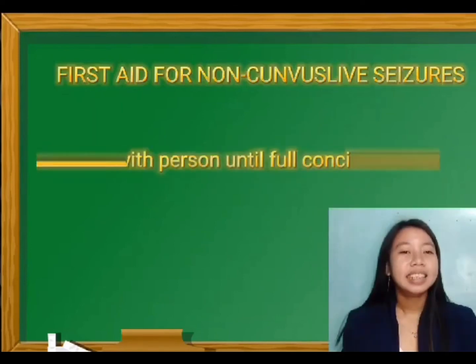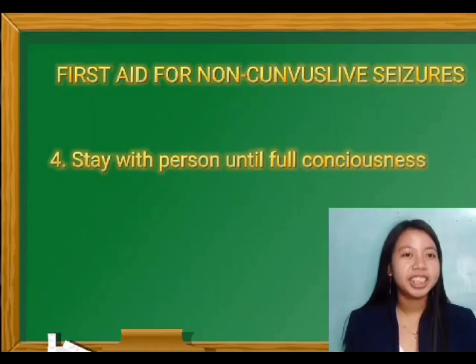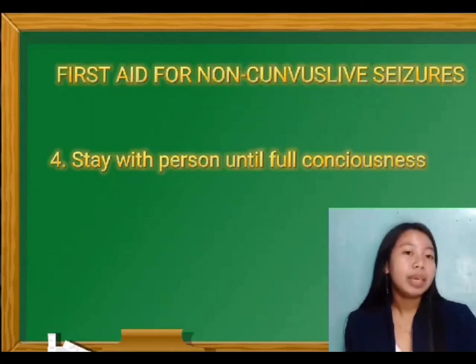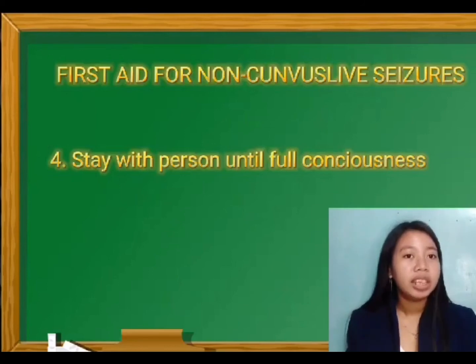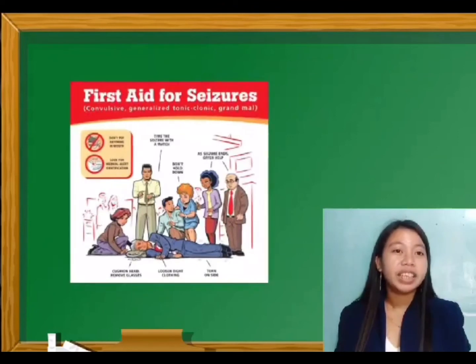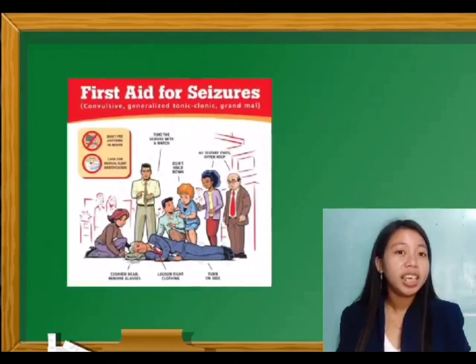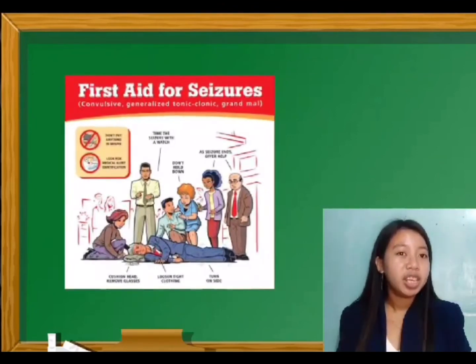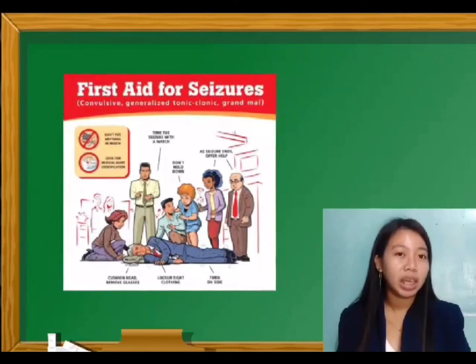Fourth, stay with the person until full consciousness. Since you already helped that person, it means you have the responsibility. So, you need to stay and wait until she recovers, and by then, you can also offer to get her back home. So, those are the first aid steps for seizures that you need to remember and do if ever you encounter a person having seizures.